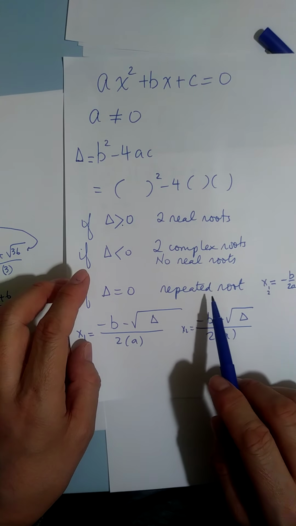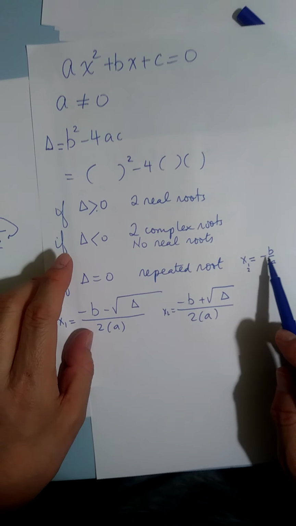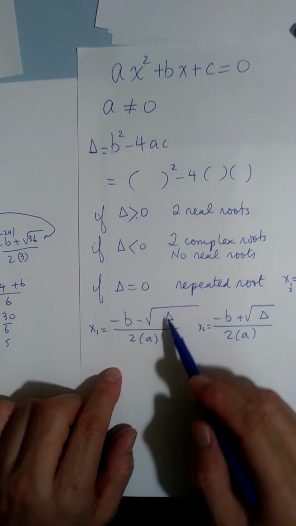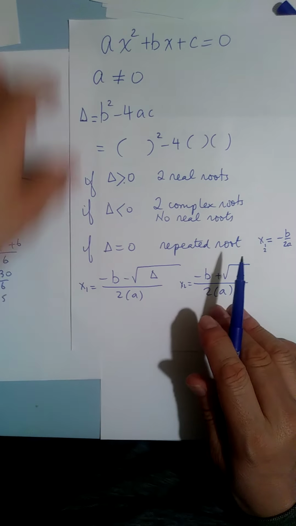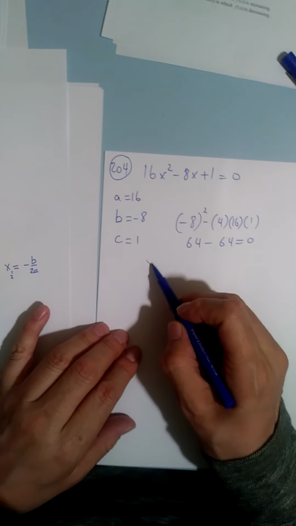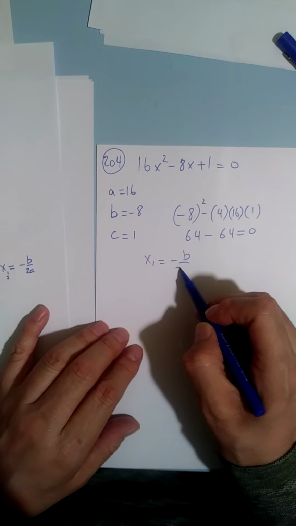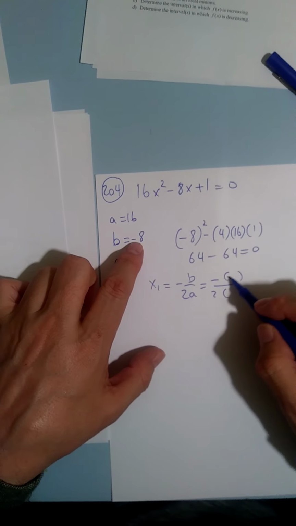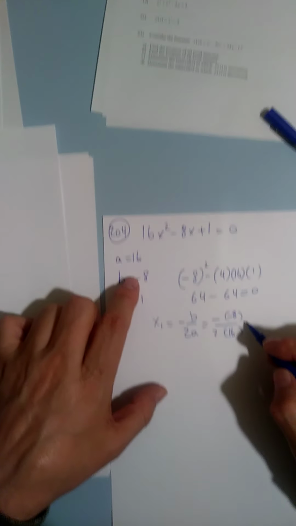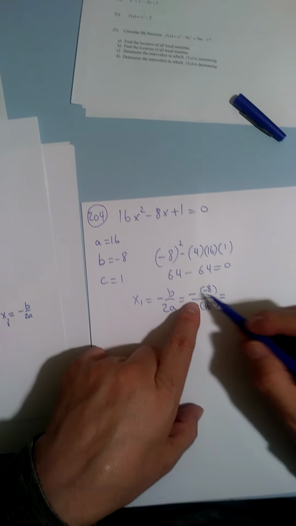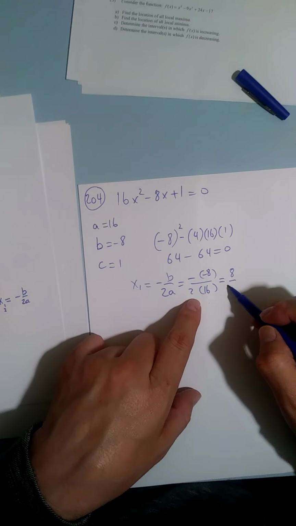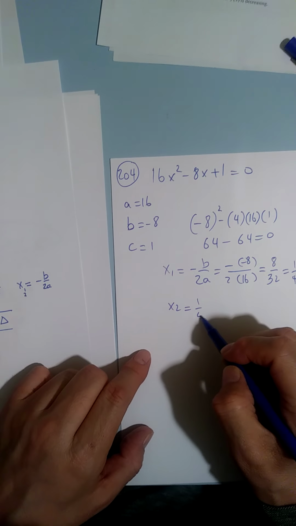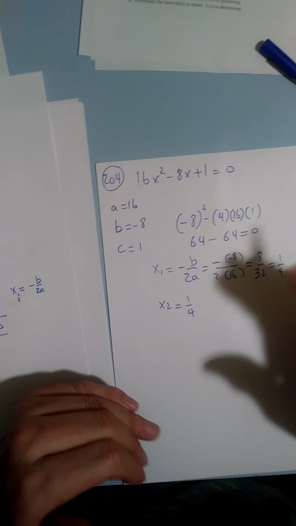When delta is 0, the root is minus b over 2a, and it's repeated. Or you can use this form with delta equals 0, so you'll still get minus b over 2a. So the solution is x1 equals minus b over 2a. B is negative 8 and a is 16. So a negative times a negative is a positive 8 over 32, which is 1/4. And the second root is the same. That's called a repeated root, the same root that happens more than once.